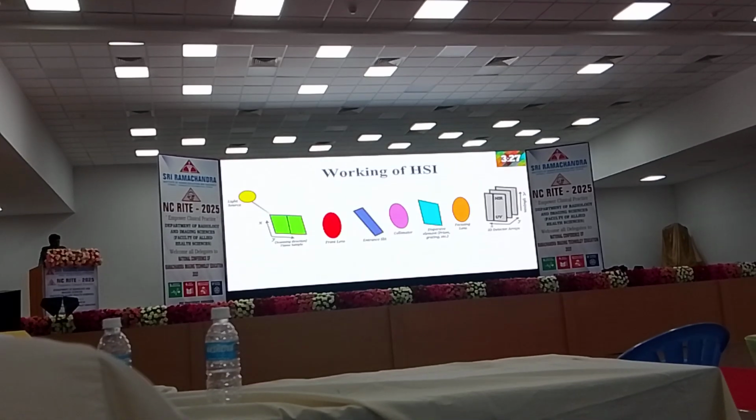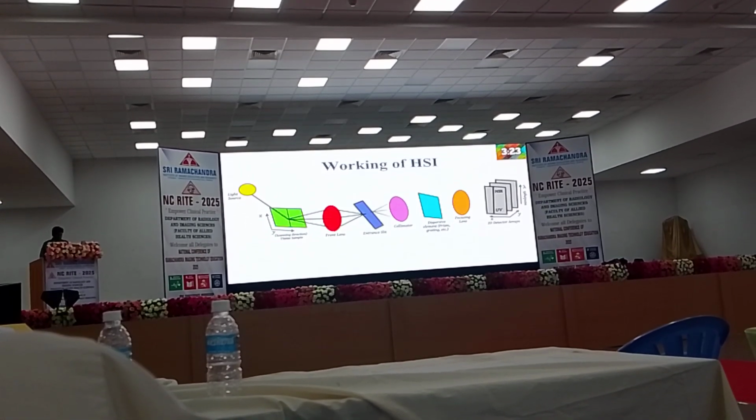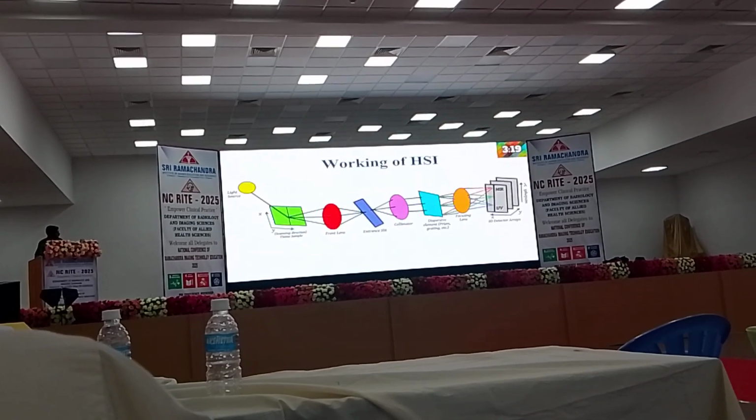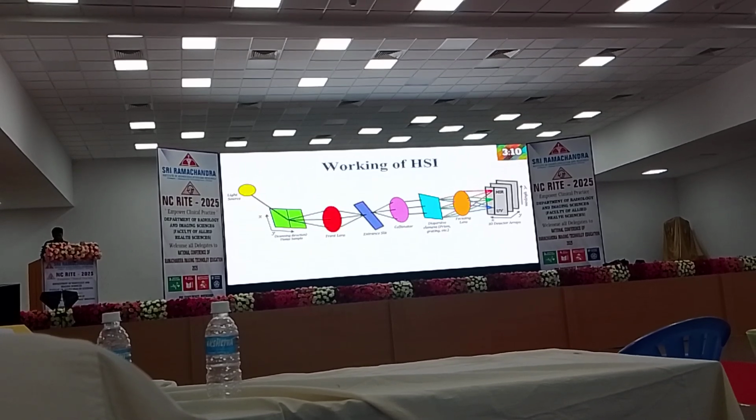So how does it work? First, the light is illuminated on the tissue, then it moves to the front lens, and then it forms a slit. Then a collimator makes it narrow, and what happens? It goes into the dispersion device, a grating or a prism, where the light is split into multiple wavelengths, and then with the help of a focusing lens, it goes to the detectors, where we get the final image.